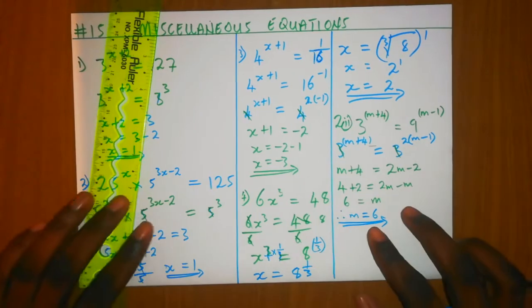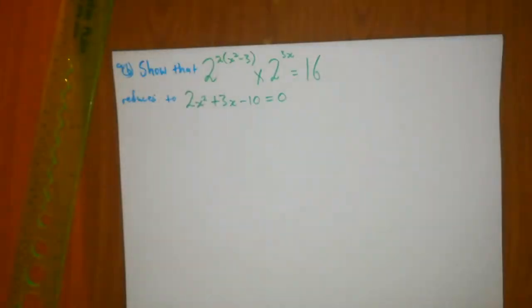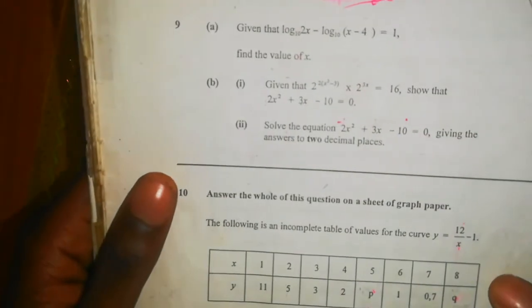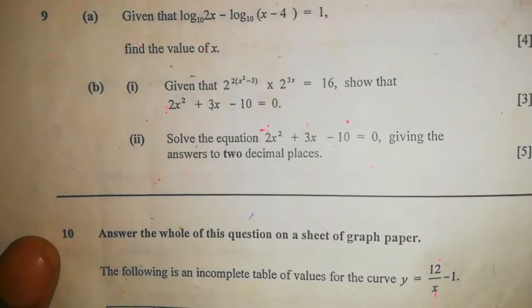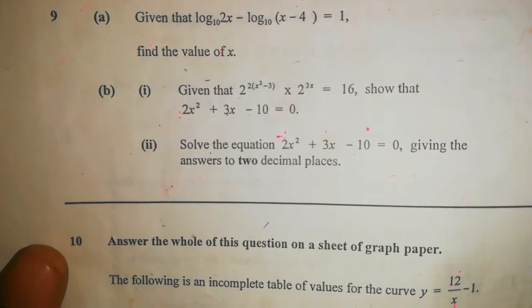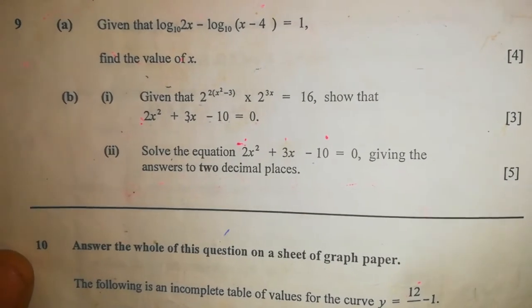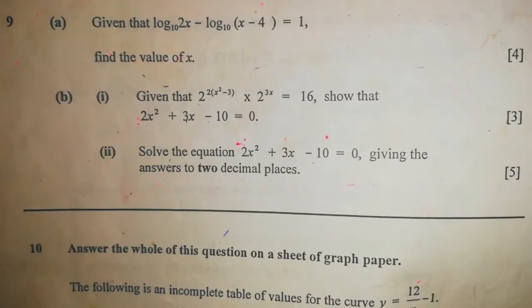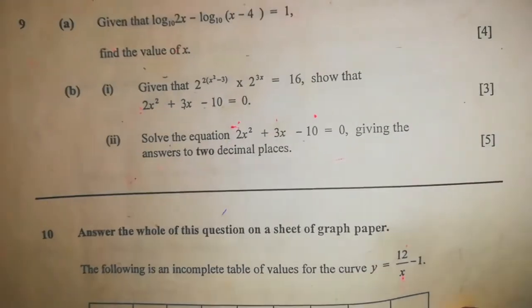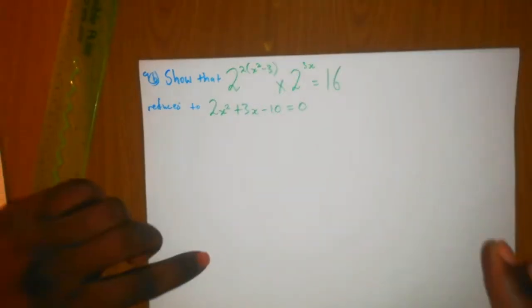That's our November 2002. So this is the question paper that we are now doing, November 2002. There is the question. It's number 9b. Given that, we're given that question, we are supposed to create a quadratic equation. That's 3 marks for just showing. Since the question says show that, we are supposed to indicate on our final answer that we were showing by saying shown.